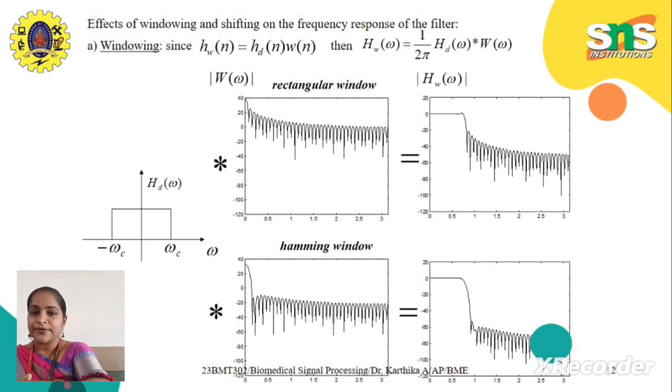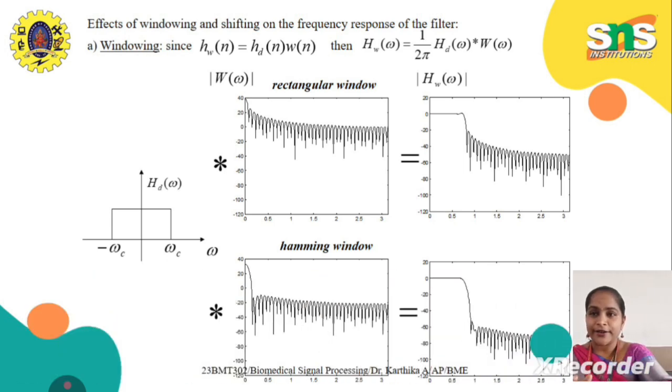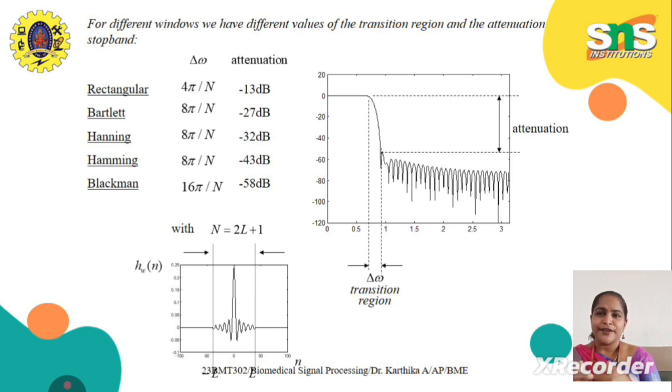See the diagram. In this windowing part, we have hw of n equal to hd of n multiplied by w of n, then Hw of omega equal to 1 by 2 pi Hd of omega convolved with W of omega. See the output of the rectangular window, the filtered rectangular window, the Hamming window, and the output of the Hamming window. For different windows, we have different values for the transition region and the attenuation in stop band. Rectangular, Bartlett, Hanning, Hamming, and Blackman are shown here. The attenuation ranges from minus 13 dB to minus 58 dB.